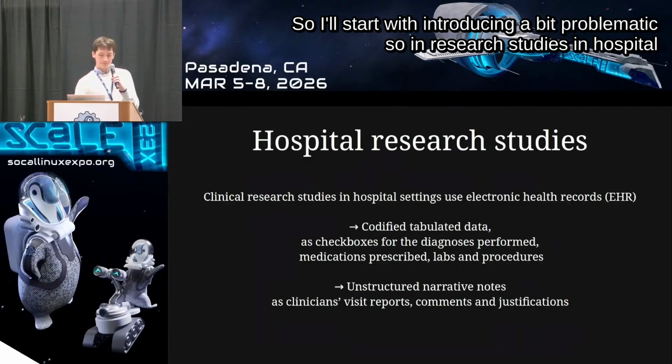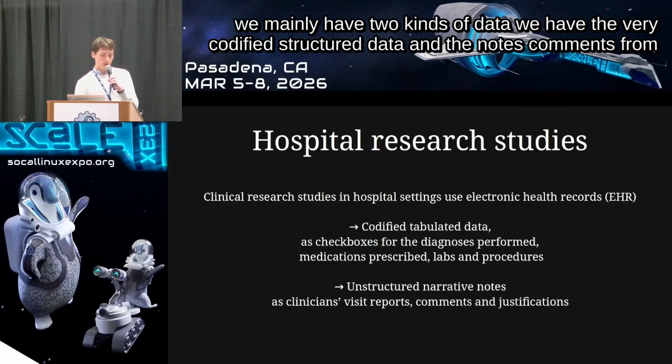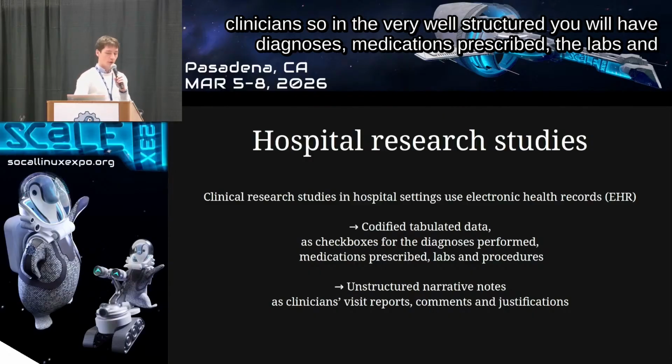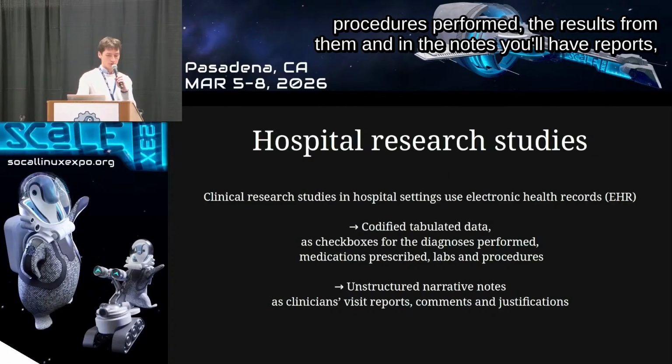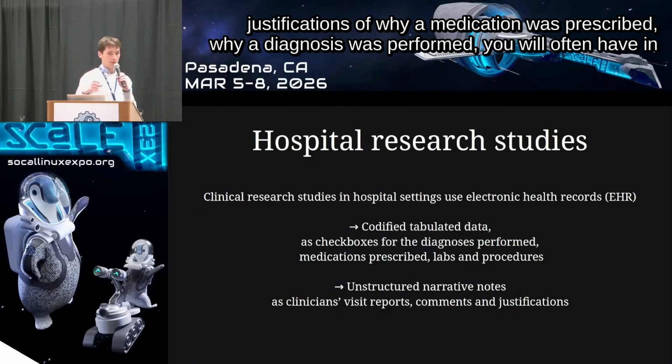So in research studies in hospital, we mainly have 2 kinds of data. We have the very codified structured data and the notes, comments from clinicians. So in the very well structured, you will have diagnoses, medications prescribed, the labs and procedures performed, the results from them. And in the notes, you'll have reports, justifications of why a medication was prescribed, why a diagnosis was performed.